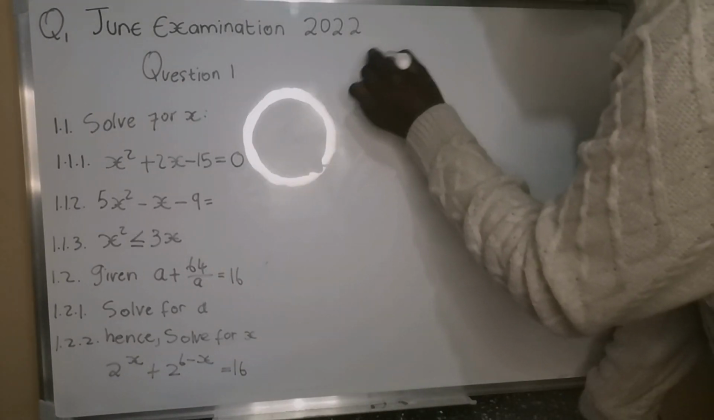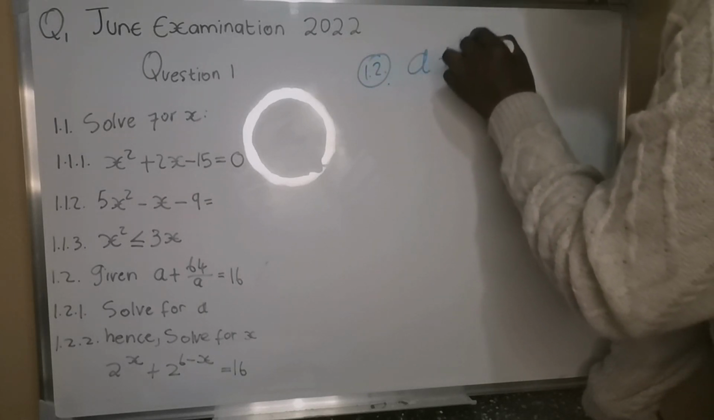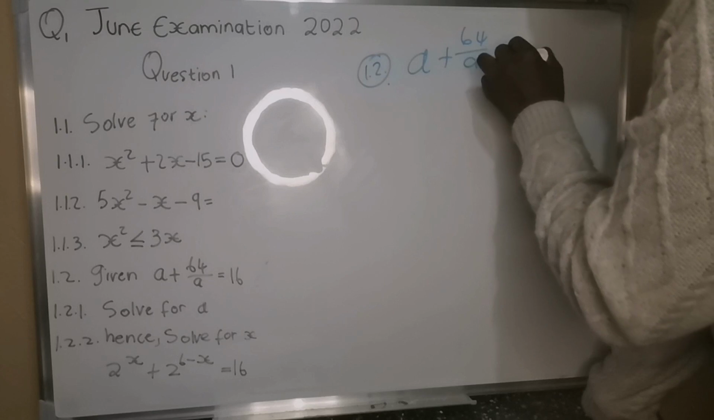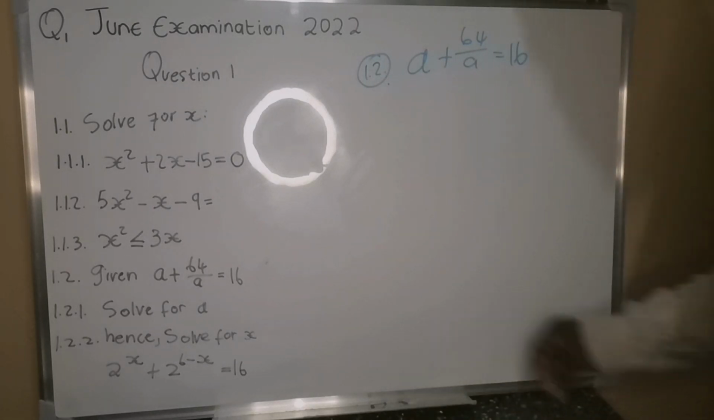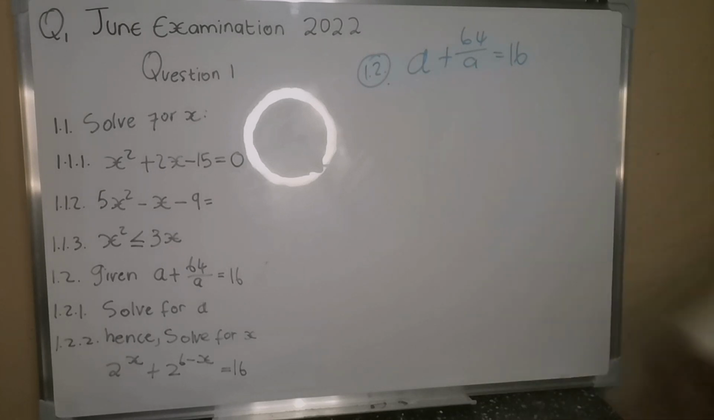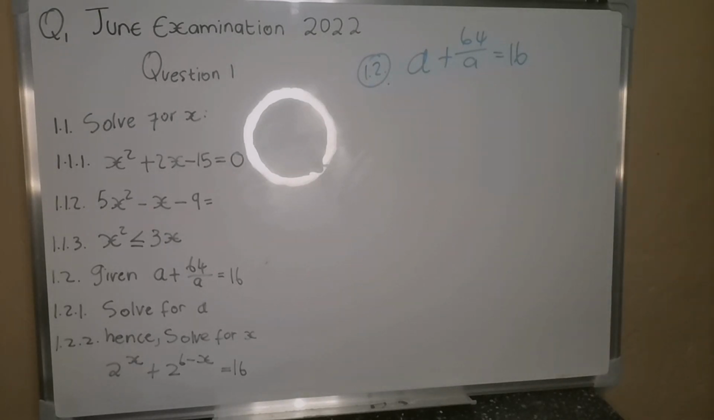1.2. We are given that a plus 64 over a equals 16. Therefore, they are saying that you must solve for a. From this one, solve for a. How will you solve for a, guys? How will you solve for a for this type of question?